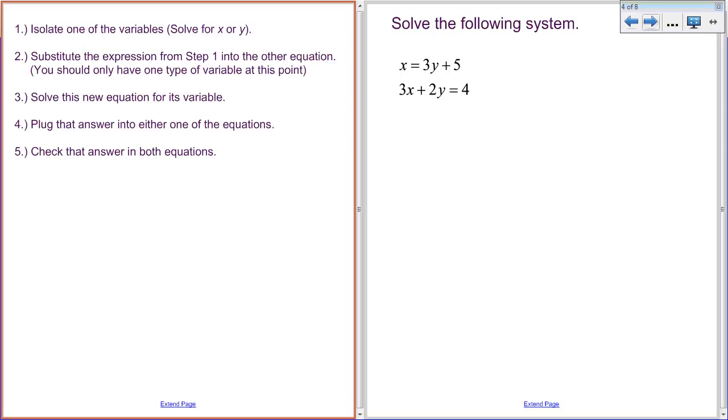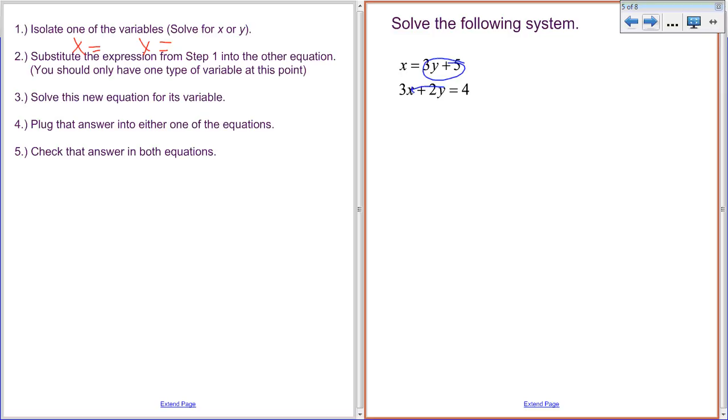That starts with either x equals or y equals. Do I have an equation that starts with x equals or y equals? Yeah, so step number 1 isn't always going to have to be done. Sometimes they give you a system where it has one of your variables already isolated. So that means I'm ready to go to step 2. I'm going to take the expression from step 1. I'm going to take this 3y plus 5, and I'm going to plug it in for x.